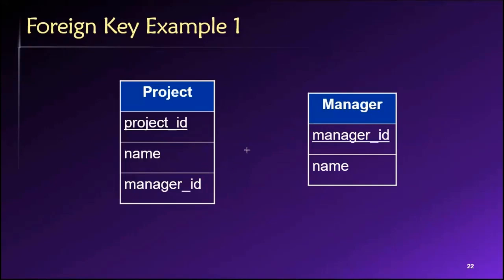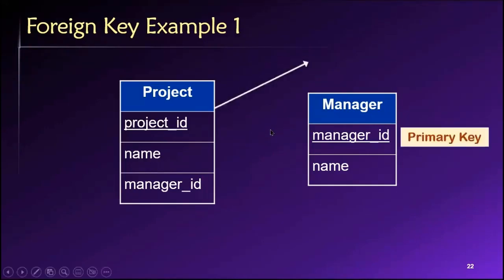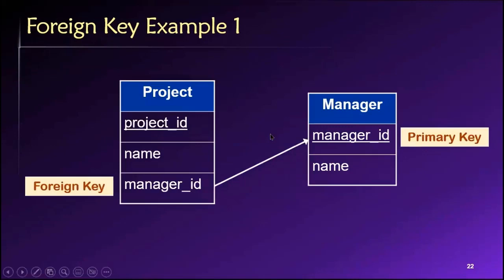So here's an example of the use of a foreign key. We've got a primary key in the manager table, manager ID, and we can see that we have a foreign key named manager ID in the project table. And the values of the manager ID in the project table point to rows in the manager table. That allows us to keep track of which manager is managing each project. Okay. So in this world here, each project has one manager, and that manager is identified by the manager ID.